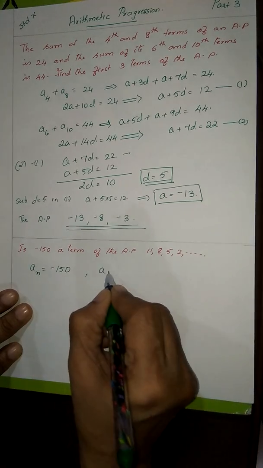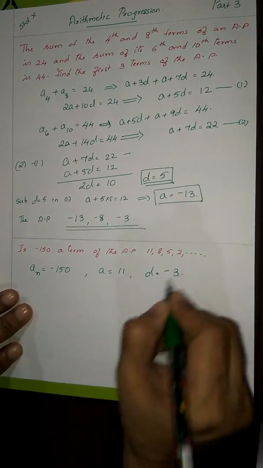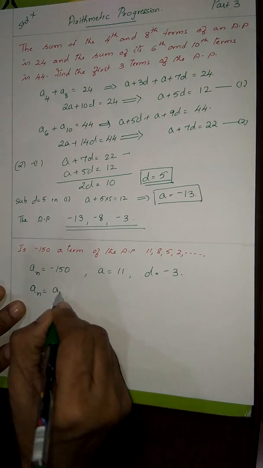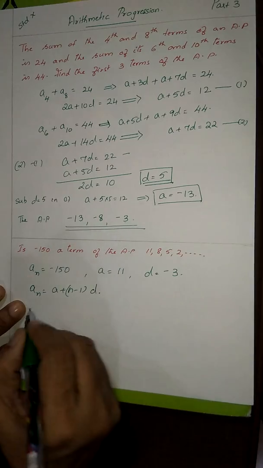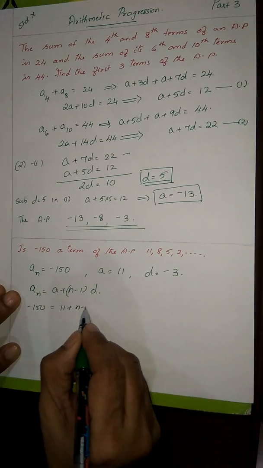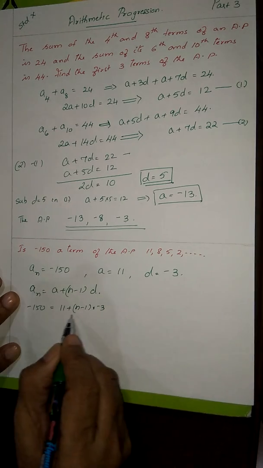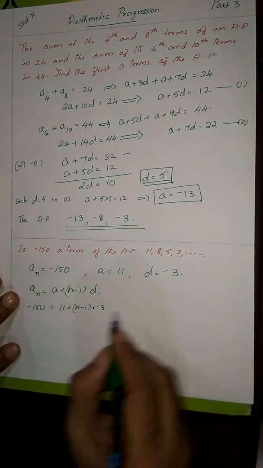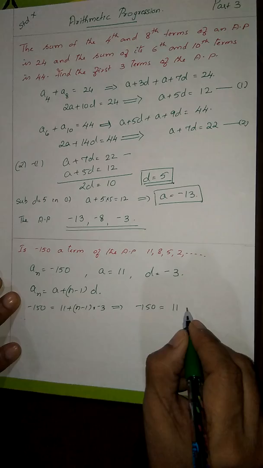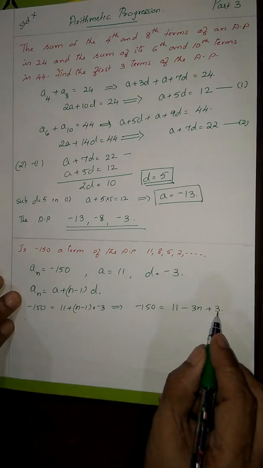Now we will write A is equal to 11 and D is equal to 8 minus 11, which is minus 3. Now An is equal to A plus n minus 1 into D. So we write down minus 150 is equal to 11 plus n minus 1 into D, which is minus 3. So we get minus 150 is equal to 11 minus 3n plus 3. So this will become 14.